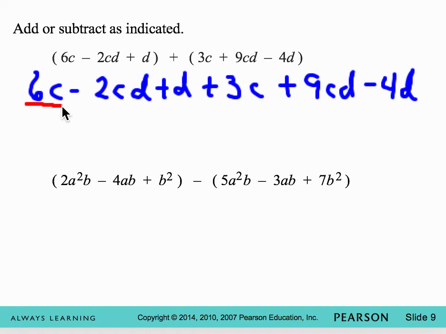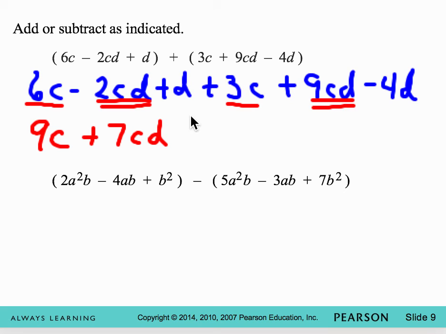Okay, I need a C. Nope, nope. Oh, here's a C. Nope, nope. 6C plus 3C, 9C. Now I need a CD. 9 CDs minus 2. 9 minus 2 is 7 CDs. Now is there one that's just a D? Just a D. 1D minus 4D minus 3D.